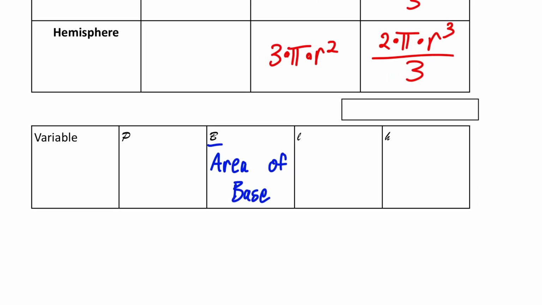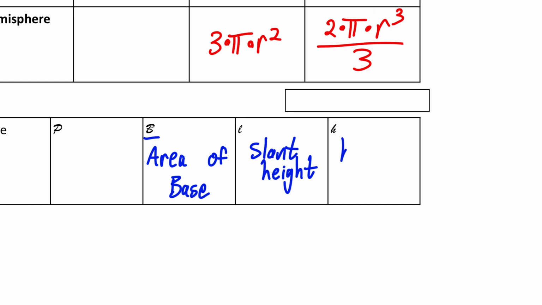Now that lowercase l we haven't really used, but it's good to remember the difference between that L and this H. So what does the L stand for? It stands for slant height, which is not in any of our volume formulas, but sometimes you're given the slant height and you've got to find the height. So it's good to remember the difference. And then the H here just stands for height, the perpendicular distance from the base to the tallest point of whatever it is we're dealing with.